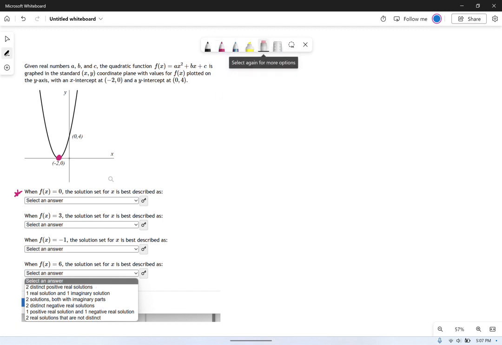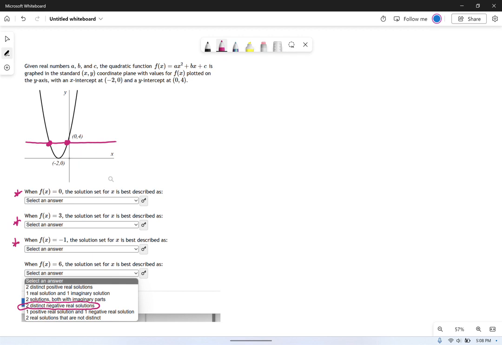You imagine f of x equals 3. Okay, well, that's something like this. So f of x equals 3, what's the solution set? Well, there's an intersection point. There's an intersection point. So in this case, this is 2 distinct negative real solutions. Okay, there's 2 negative x values that mark the intersection points, and they're not at the same exact point. They're different from each other. Okay, so that's that one.